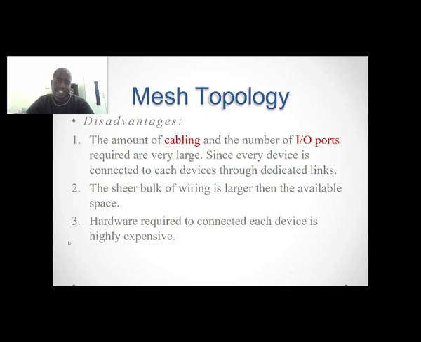The advantages, we have already talked about. The major disadvantage now is that more cabling is required to make those direct links. So for more devices on that network, it becomes much more expensive, because it requires more cables to connect those devices. And the sheer bulk of wiring is sometimes larger than the available space.